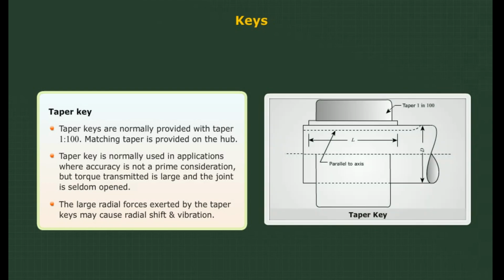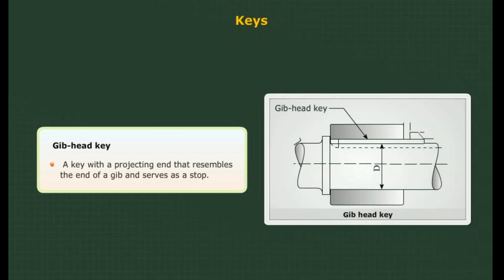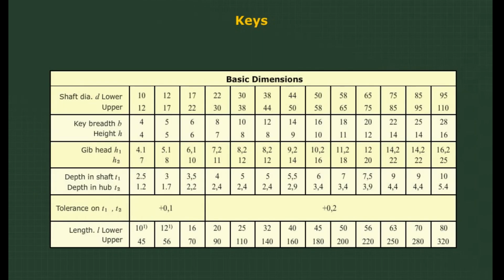The large radial forces exerted by the taper keys may cause radial shift and vibration, so these are suitable for low-speed applications. Gib head key. A key with a projecting end that resembles the end of a gib and serves as a stop. The basic dimension of gib head key is given below.